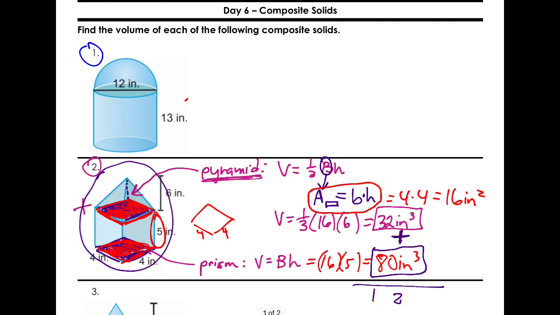Let me just fix that. 112 inches cubed. So that is the volume of the entire figure. So remember, you're just adding the two separate volumes. It's like two problems in one. You do them both and then you add them together. Don't make it super different. As long as you understand how to do one separately, then you should know how to do one together.